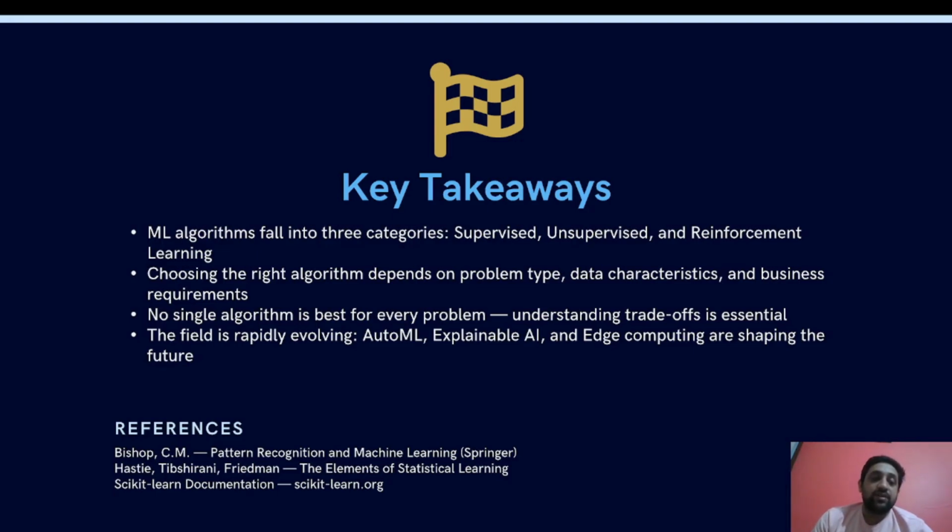There is no single best algorithm, and understanding their strengths and limitations is essential. As the field continues to evolve, innovations like AutoML, explainable AI, and edge computing are shaping the future, making machine learning more accessible, efficient, and impactful.